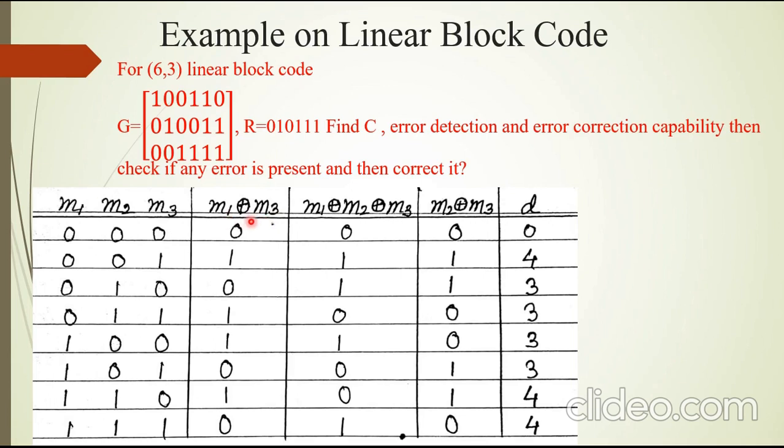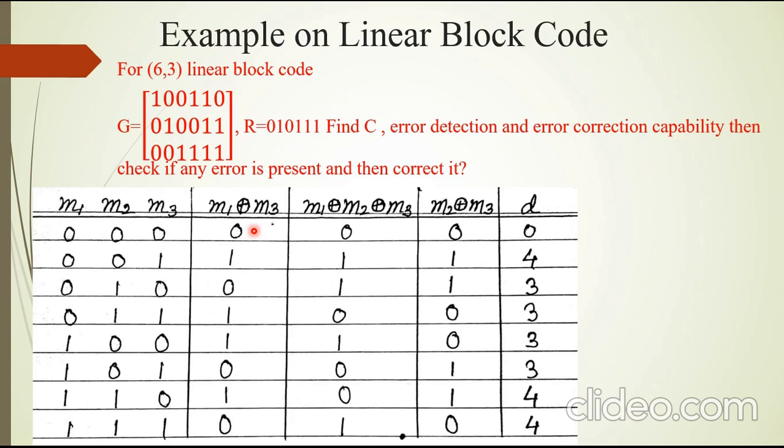Let's see. First, M1 is 0 and M3 is 0, so 0 XOR 0 will be 0. I hope you understand the basic principle of XOR: whenever the same bits are XORed, I get 0, and whenever different bits are there, I get 1. So here M1 and M3 both are 0, so M1 XOR M3 will be 0.